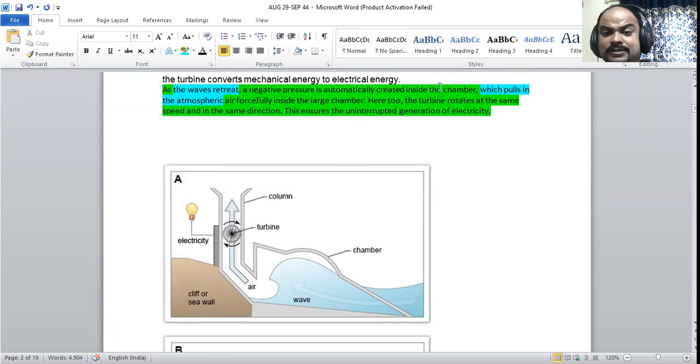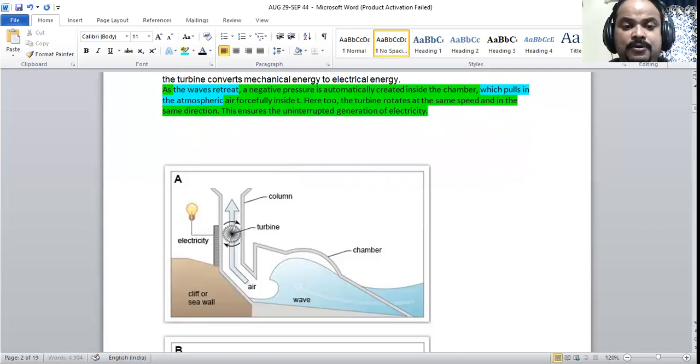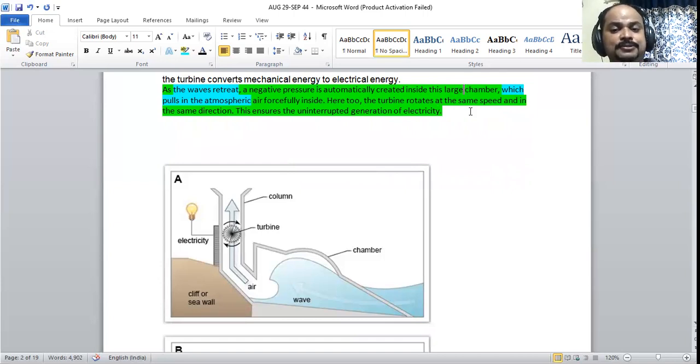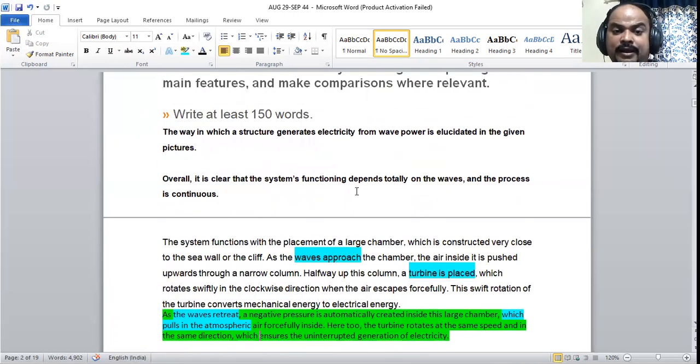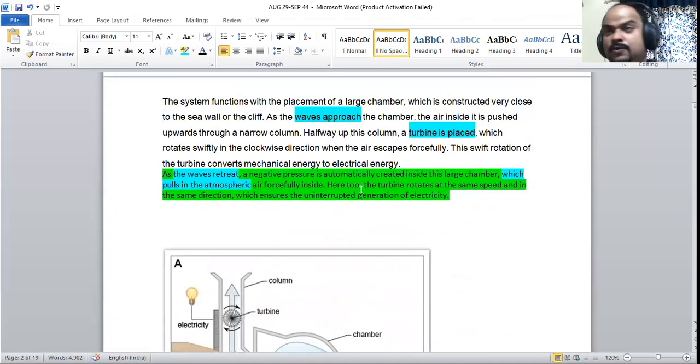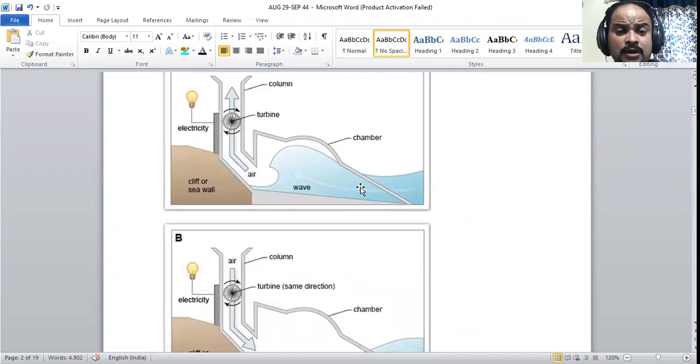I don't need this chamber because I have already mentioned chamber. So this large I can add here. Here too, the turbine rotates at the same speed and in the same direction, which ensures the uninterrupted generation of electricity. So I made it complete. I have completed this within around 150 words. The word count is there.